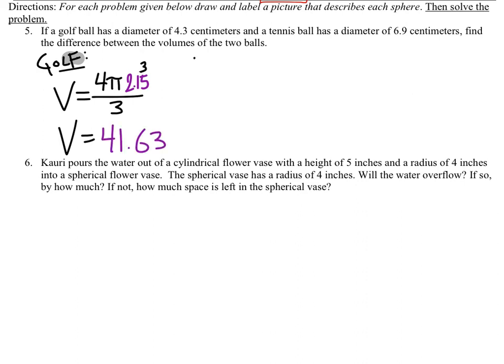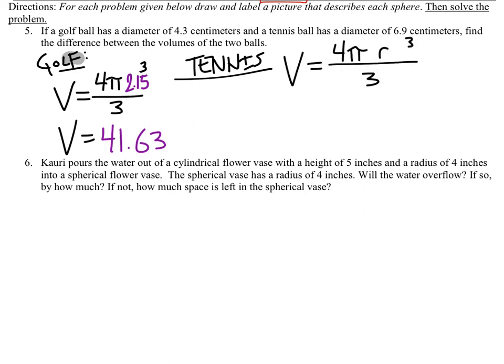Next, we need the tennis ball, which should be bigger. The formula is the same though. This one had a diameter of 6.9 centimeters, so cutting that in half would give us the radius of 3.45. So once again, this allows me to put this directly into my calculator.